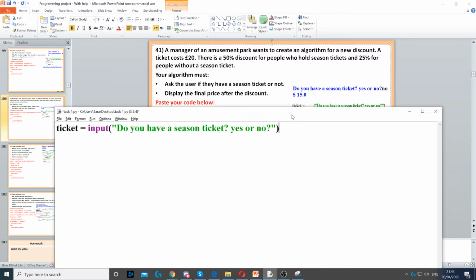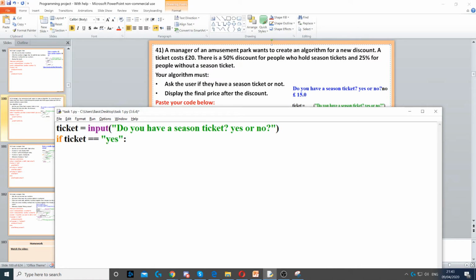To do that, we need to create a variable called ticket, and we use input to ask the question, and we just ask the question here. So do you have a season ticket, yes or no? Once we've done that, we need to create an if statement to check if they have a season ticket or not. So if ticket is equal to yes, then we need to do something here.